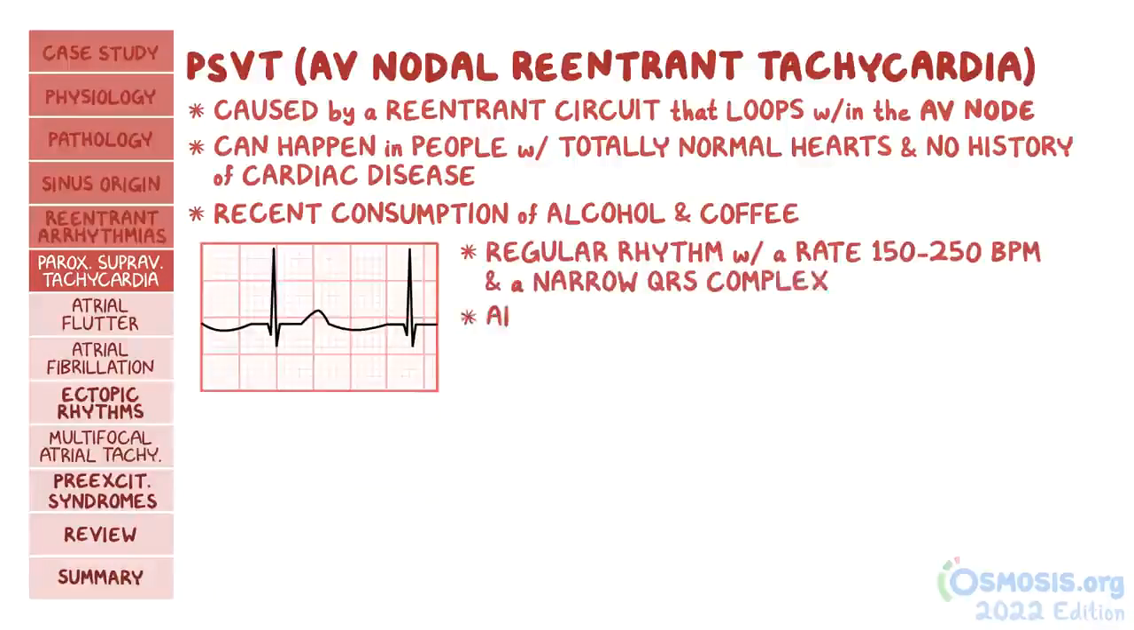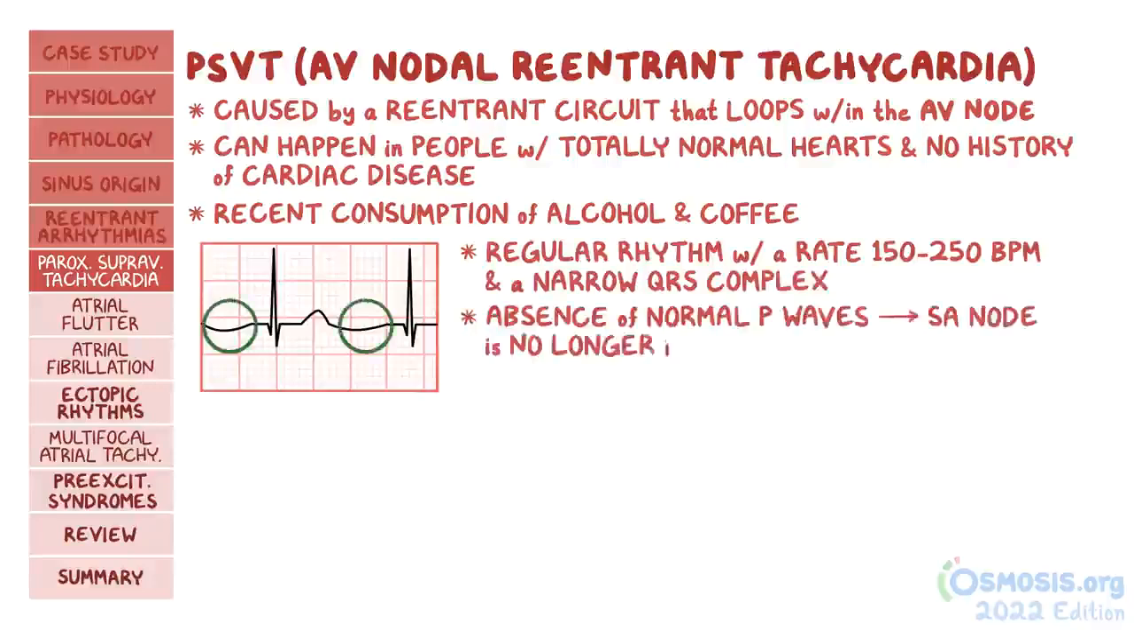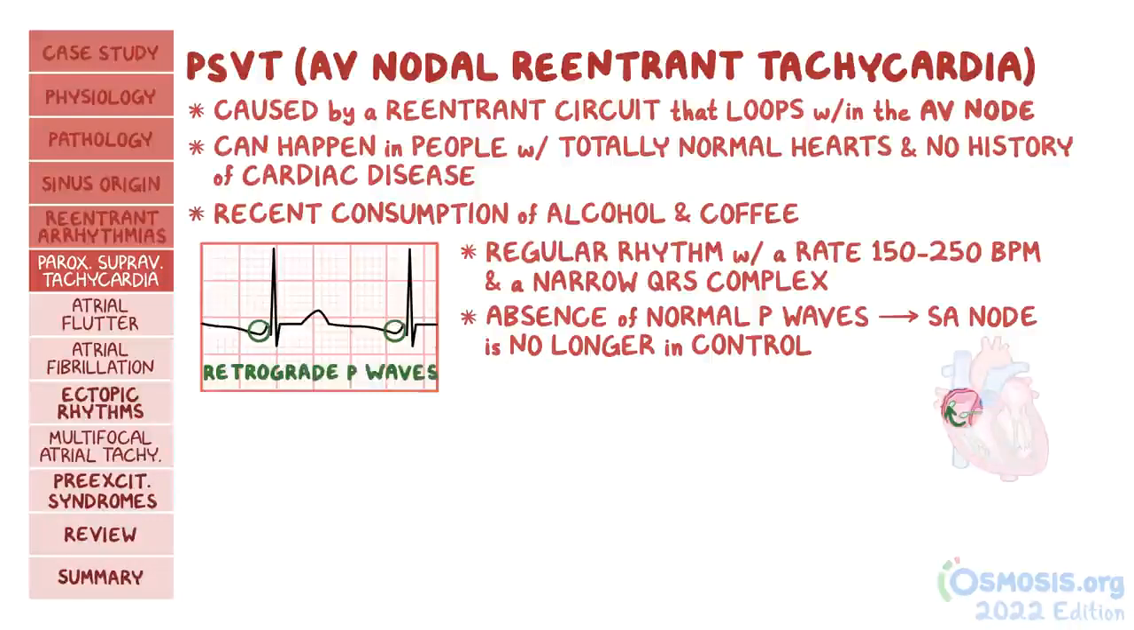The key is the absence of normal P waves, which tells us that the SA node is no longer in control. Now, the re-entrant circuit is within the AV node, meaning it can go from the AV node up towards the atria. Since it's going in the opposite direction, you may be able to see retrograde P waves. However, because the PSVT is super fast, these retrograde P waves are usually buried in the QRS complex, so you may or may not see them.